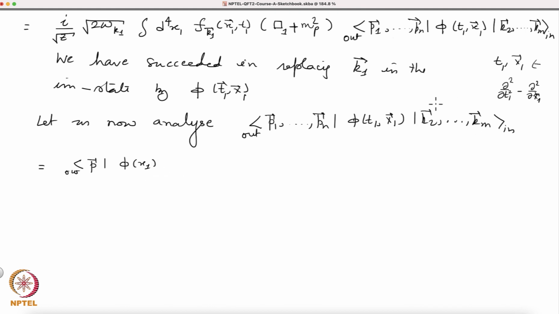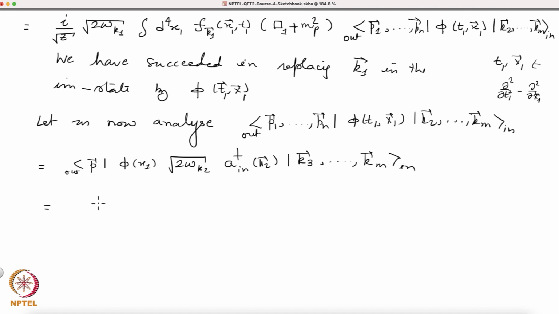And k2, the label k2, I will again generate using a in dagger. So I will write 2 omega k2 in the square root, a in dagger k2 acting on k3. Okay, I'm just repeating the steps which I have already done before. Same thing. Good.